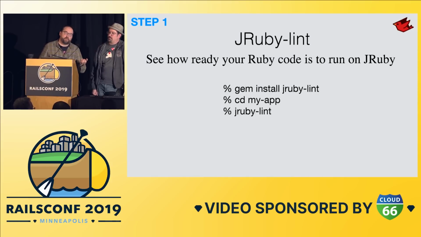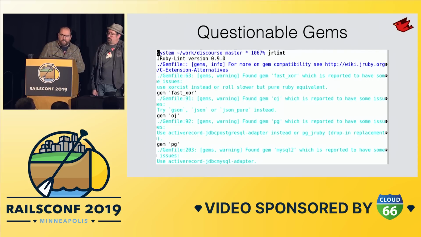So using JRuby, you should install the JRuby lint gem. You should cd into that directory and run it. Now what's going to happen is you're going to get a report. The first thing it's going to do is look at the Gemfile, and it's going to make suggestions when it knows that you have a potential problem gem. Like fast XOR is not supported on JRuby, but Exorcist is. It's a nice suggestion. Change it.